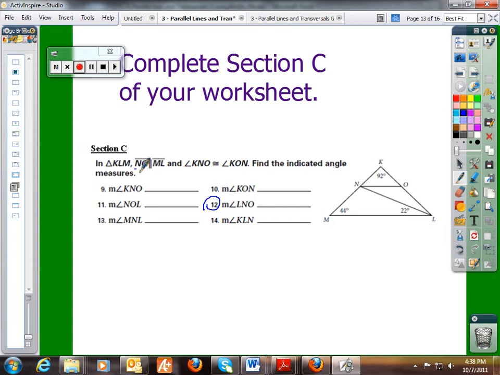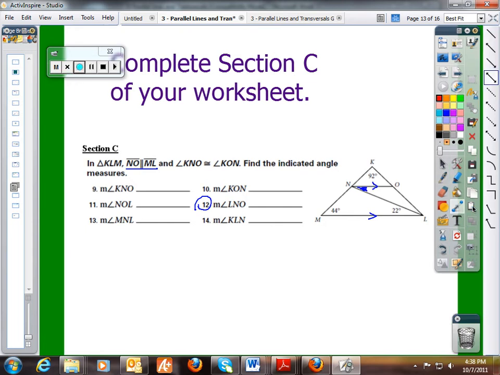In the statement of this problem, they tell you that NO is parallel to ML. I'm going to mark that by putting an arrow on each of those segments. The measure of angle LNO is what we're after. Let's see. I think I have to use parallel lines somehow because the angle that I need is right up here, and how am I ever going to find that? Well, one thing that seems useful is that idea of having the parallel lines. So let me draw those in a little bit differently.